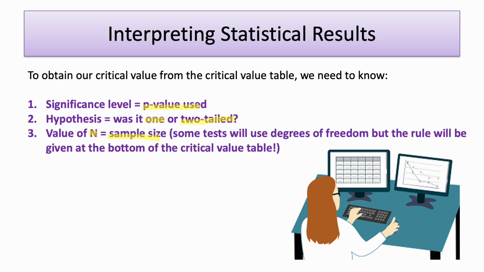Now, the problem here is that I call it value of n, but some statistical tests call it degrees of freedom. And it will say DF if it is degrees of freedom. That requires a slightly different rule. You don't take your sample size exactly. It's usually your sample size minus 2, but the rule will always be given to you at the bottom of the critical values table. So just make sure you really explore the table and you highlight the important information before you progress with the question.